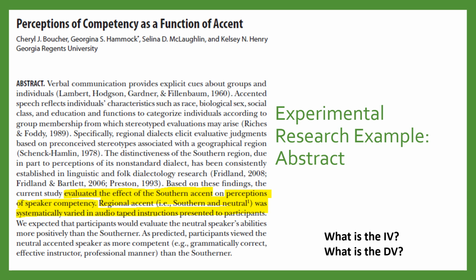Okay, so hopefully you tried it on your own, but I'm going to focus on the highlighted area here. So we were looking at the effect of Southern accent on perceptions of speaker competency. And it looks like Southern accent had two different conditions, Southern and neutral. So Southern accent, or accent really, is our independent variable. It is the manipulated cause that we're looking for in this study. So there's going to be two different conditions of the independent variable, Southern accent and a neutral accent. Then our dependent variable is perceptions of speaker competency. And let's take a look at the next slide to see how speaker competency was operationalized.